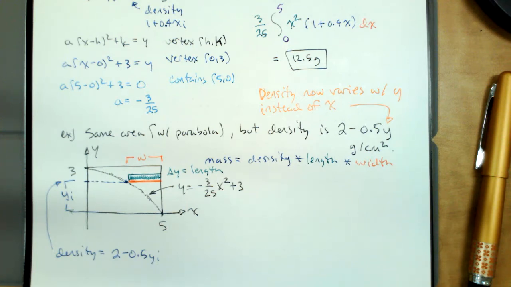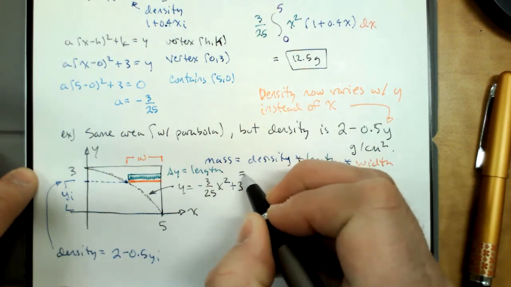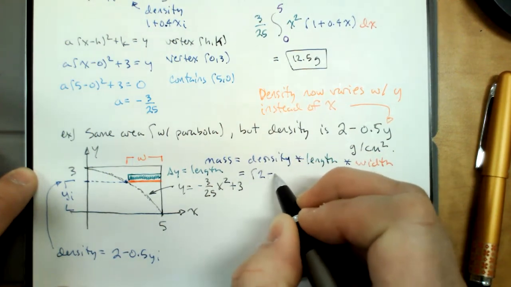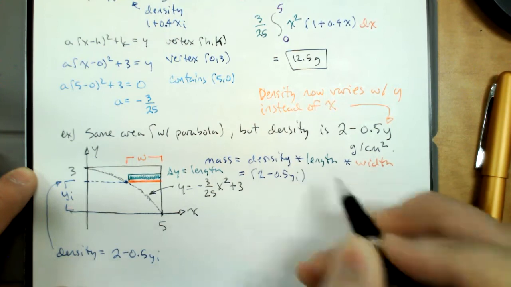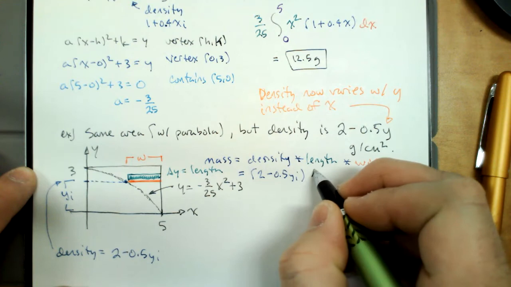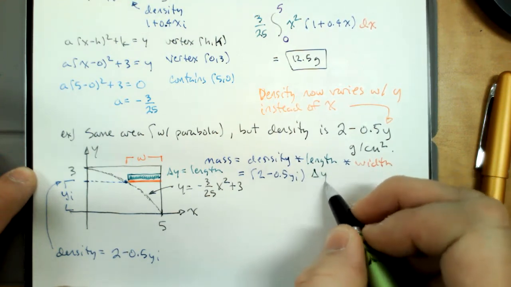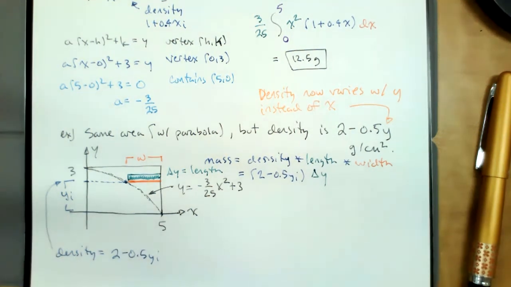Thinking ahead to the integral, we're integrating dy, so we don't care that x goes from 0 to 5. We care that y goes from 0 to 3. So those are the adjustments that we have to make. So our density in our mass here, the density is 2 minus 0.5 y. Our length is the delta variable. We need to come up with an expression for the width.